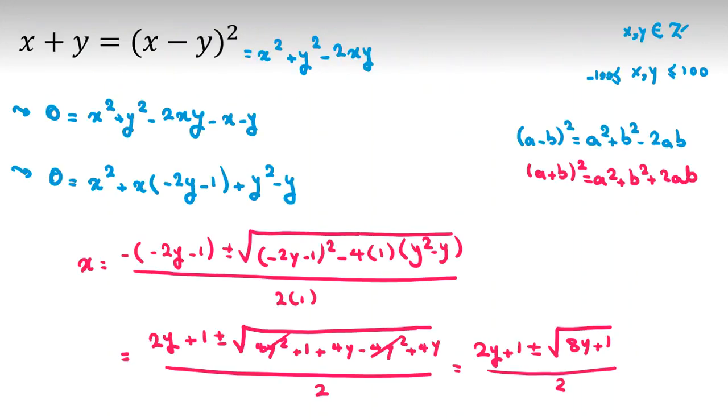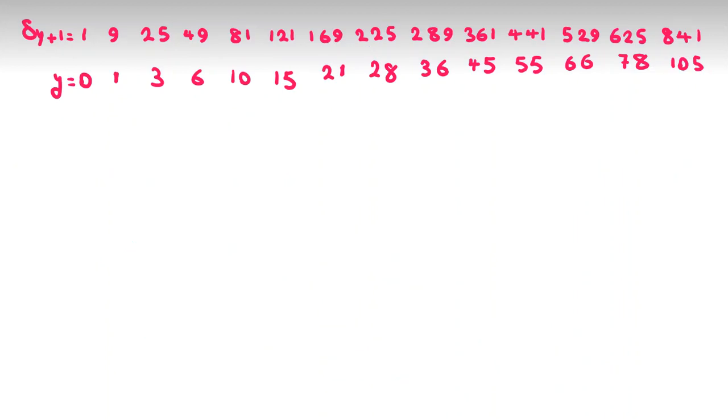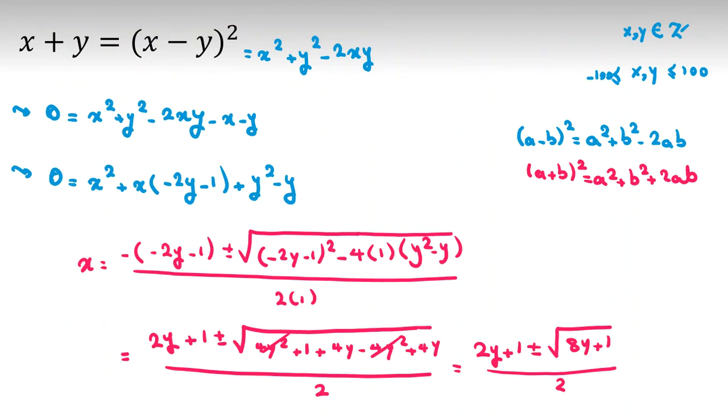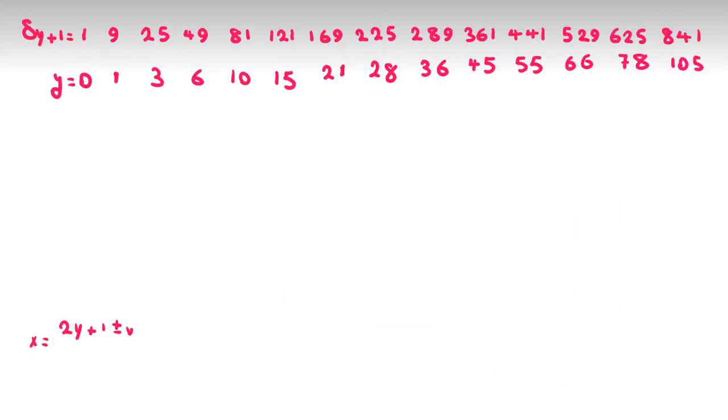Let's use the formula for x. It is 2y plus 1 plus or minus the square root of 8y plus 1, all over 2. So x is (2y plus 1 plus or minus the square root of 8y plus 1) all over 2. Now, let's see what we have.